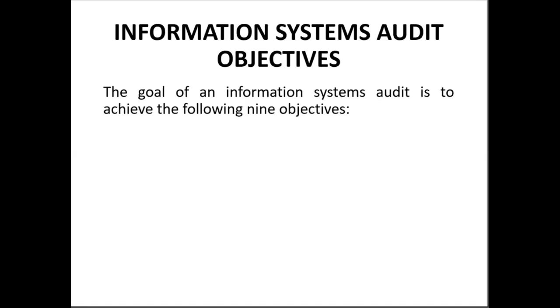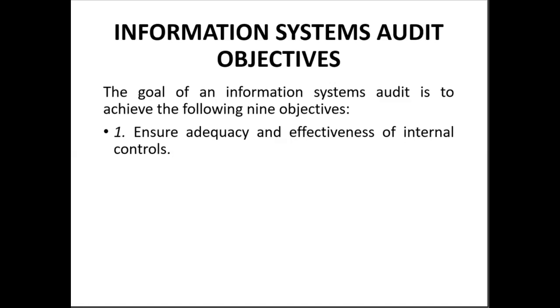And we have looked at the categories of controls. We have access controls, typically. So when we ensure that there's adequacy and effectiveness of all the controls that are instituted within the organization to safeguard information system resources, that's one key information system audit objective, to ensure that there's adequacy and effectiveness of internal controls.